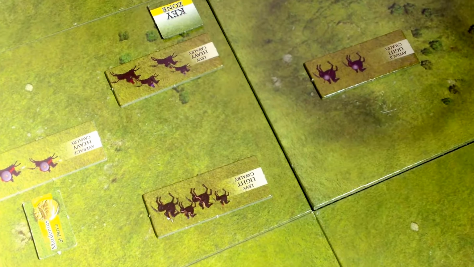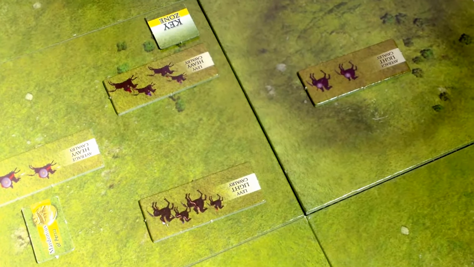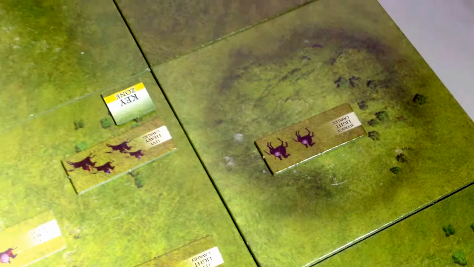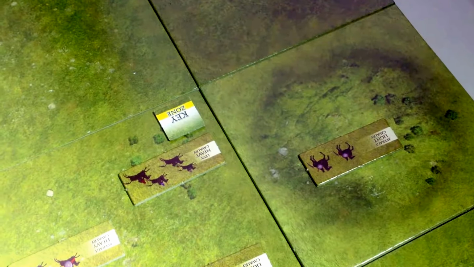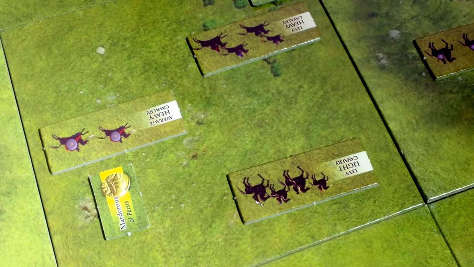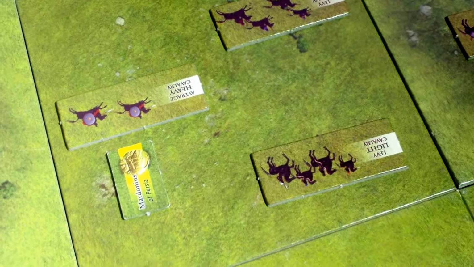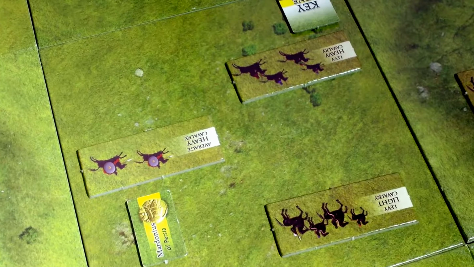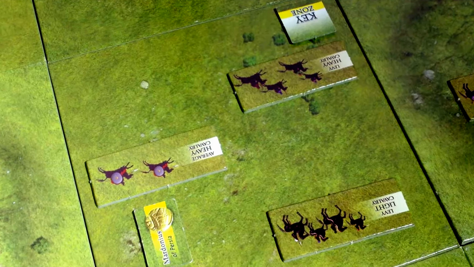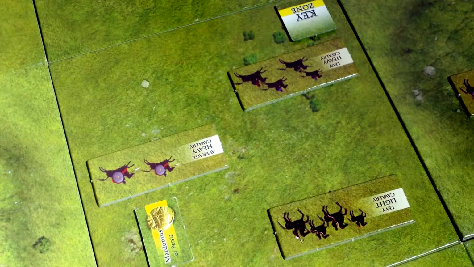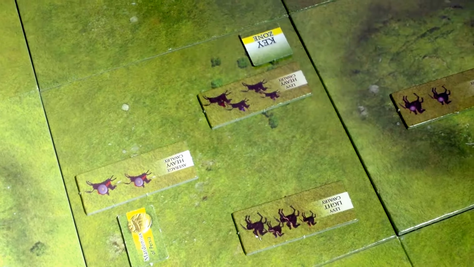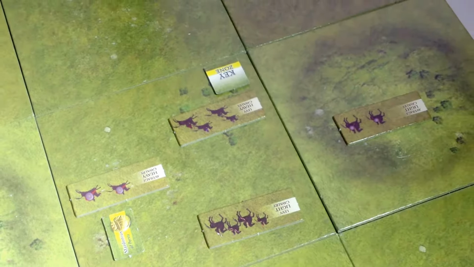Currently deployed on the Persian side of the battlefield, we've got some average light cavalry occupying the hill, and we have in their key zone some levy light cavalry, levy heavy cavalry, some average cavalry, and their commander Mardonius. He's an average leader actually. So those are their deployed units.